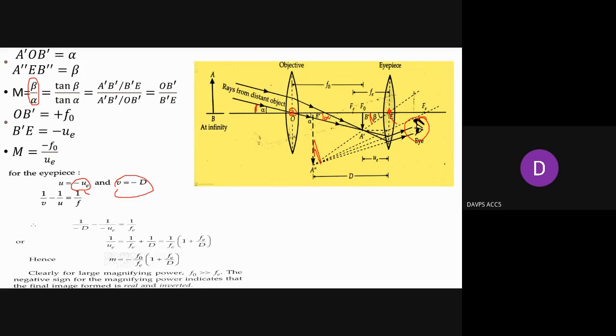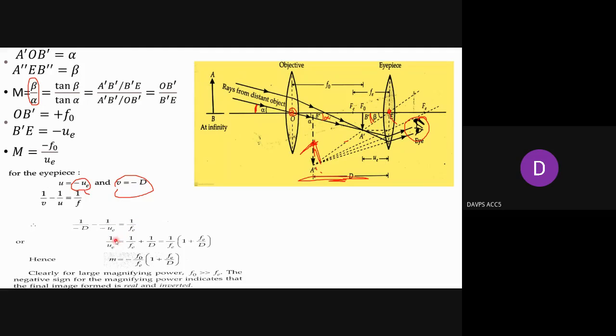Actually, this image of A dash B dash, whichever is formed, is formed by the eye lens. The image is formed at the distance of distinct vision, that is at d. So accordingly, you take v equal to minus d. Then you put the values in the lens equation, 1 by v minus 1 by u equals 1 by f. In place of v you put minus d, so 1 by minus d minus 1 by minus ue equals 1 by fe.